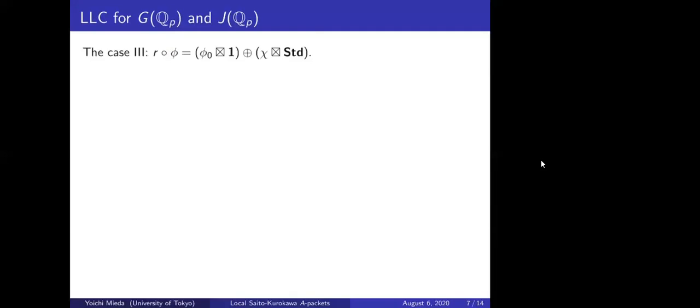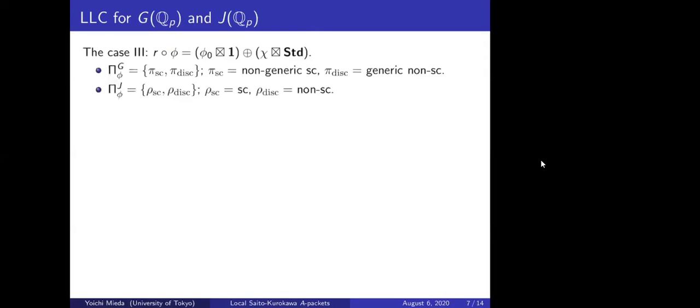And next I'd like to explain the shape of the L-packets for G and J. The L-packet for G consists of two irreducible representations, as I mentioned. And π_SC is the unique supercuspidal representation in Π_φ^G, which is in this case automatically non-generic. Namely, there is no Whittaker model for this π_SC. And the other representation is a generic non-supercuspidal discrete series representation, which I write π_disc.